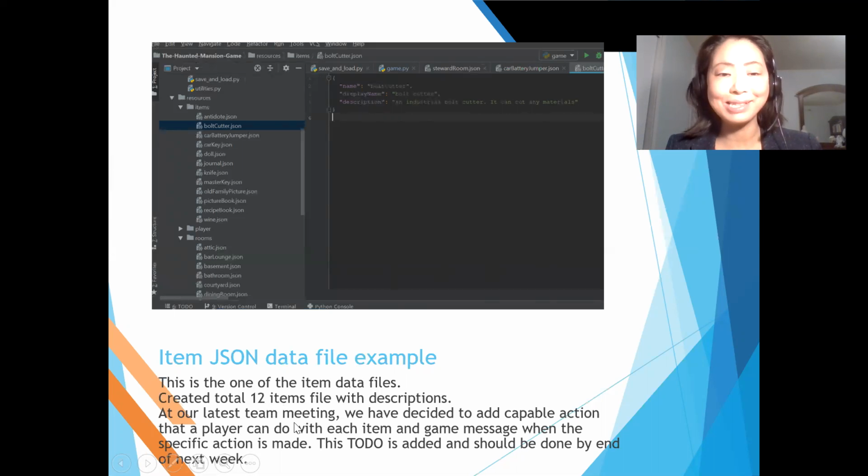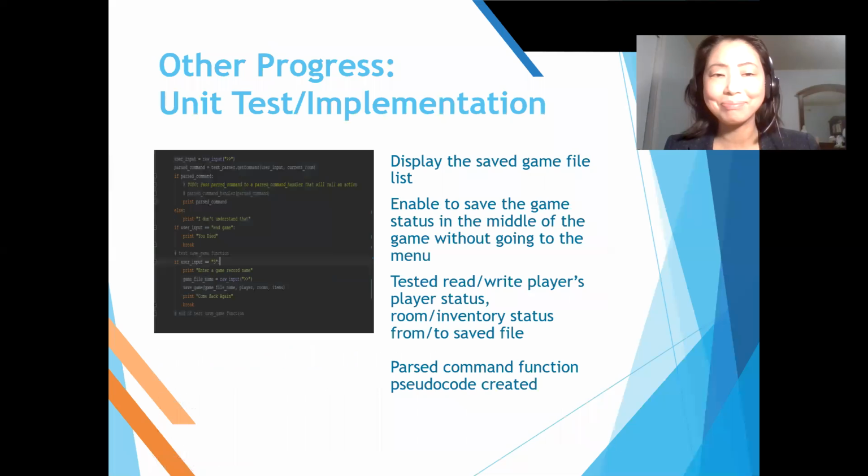So at our latest team meeting, we decided to add a capable action that a player can do with each item, and give a message when the specific action is made on the item. So this is a to-do for myself, to add those available actions and available messages, and it should be done by the end of next week.